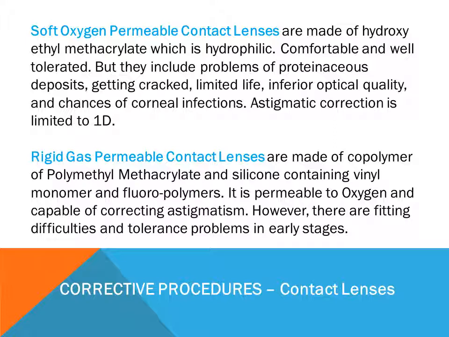Rigid gas permeable contact lenses are made of copolymer of polymethyl methacrylate and silicon containing vinyl monomer and fluoropolymers. It is permeable to oxygen and capable of correcting astigmatism. However, there are fitting difficulties and tolerance problem in the early stages.